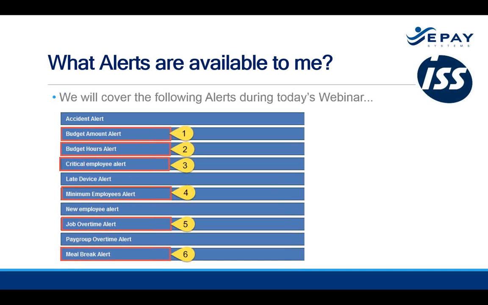So the ones we'll be covering today are these 6 that are highlighted on the screen. We're going to start with the budget amount alert and the budget hours alert, and both of those look at the budget and how your actuals compare against your budgeted numbers. So we'll go through those 2 first, and for most of you, you're aware that you do have access to all the budgeted figures that are in JD Edwards.